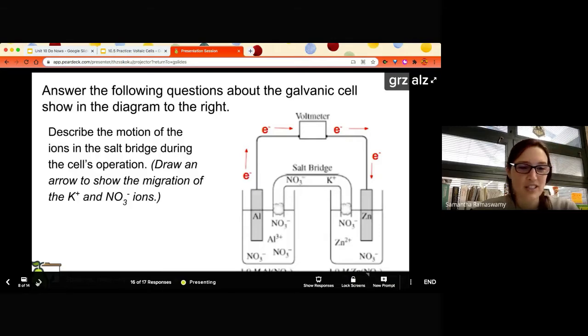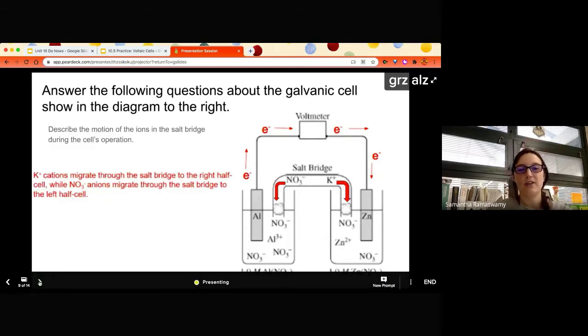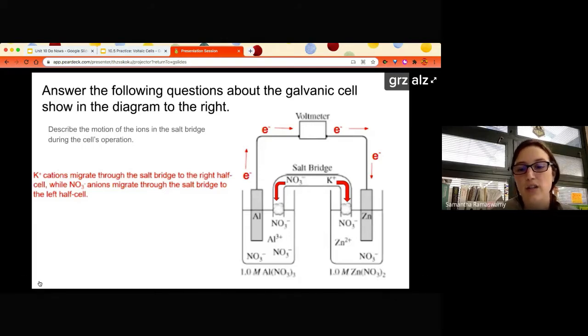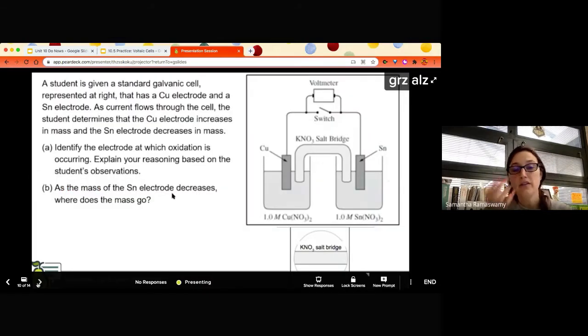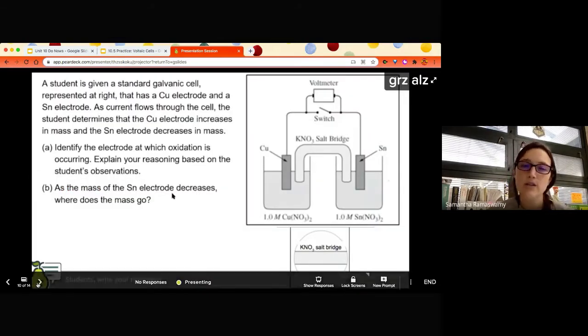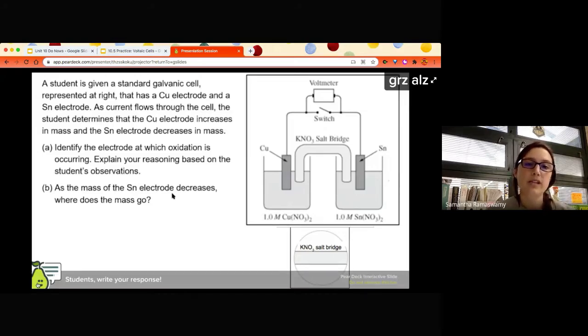So if we take a look at how College Board would have graded this, K plus is going to migrate to the right side. So the cathode, cations to the cathode, anions to the anode. So you're just drawing an arrow from NO3 minus toward the anode, an arrow from K plus toward the cathode. Now this was a free response question 4 years ago, I think. It says a student is given a standard galvanic cell represented at the right that has a copper electrode and a tin electrode.